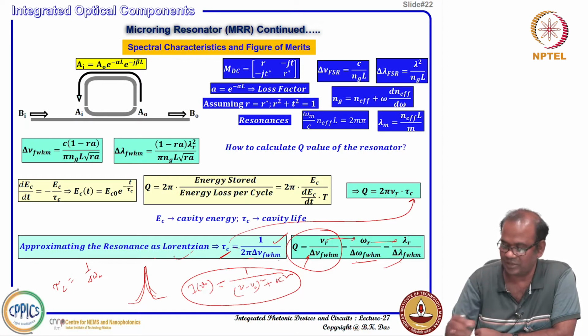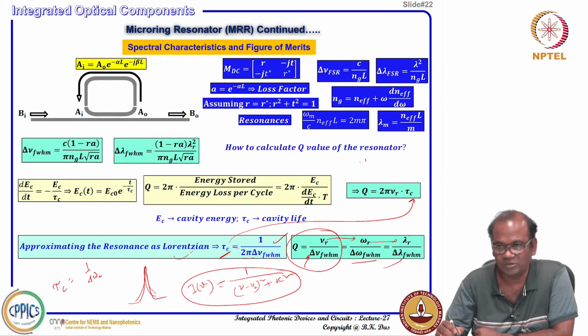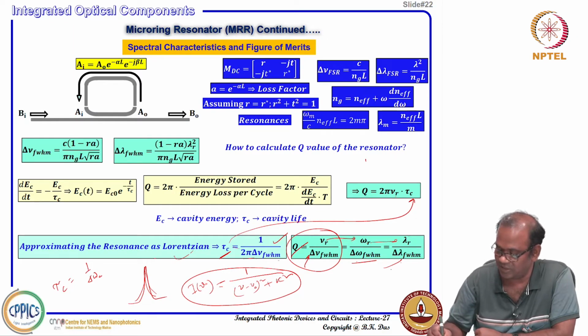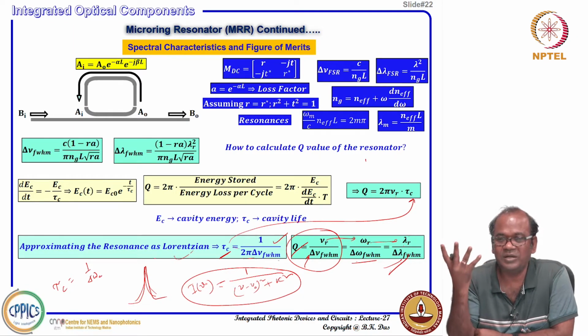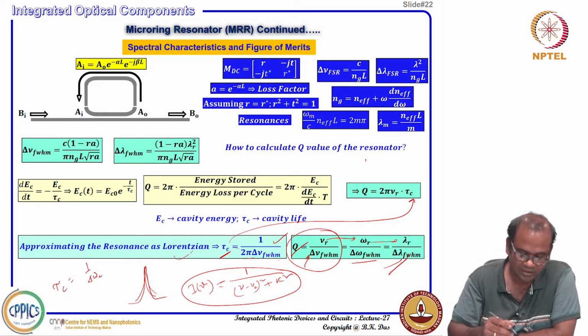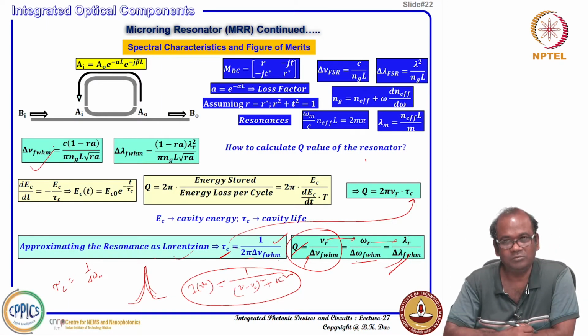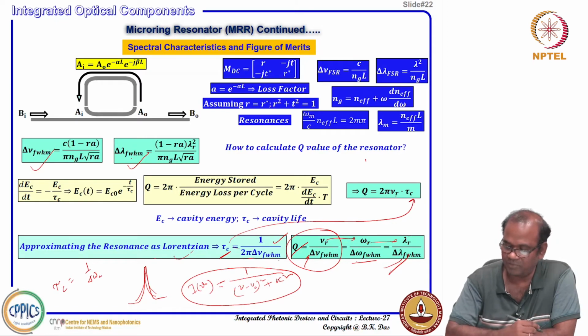If you know the resonance wavelength and the FWHM 3 dB bandwidth, then you can find out the Q value. This is the easiest way of estimating the Q value. I know the FWHM expression, and I know how to calculate my resonance wavelength, which comes from beta L equal to 2 m pi. If I write beta as omega by c times n effective, times L m equal to 2 m pi, I know the resonance wavelength.